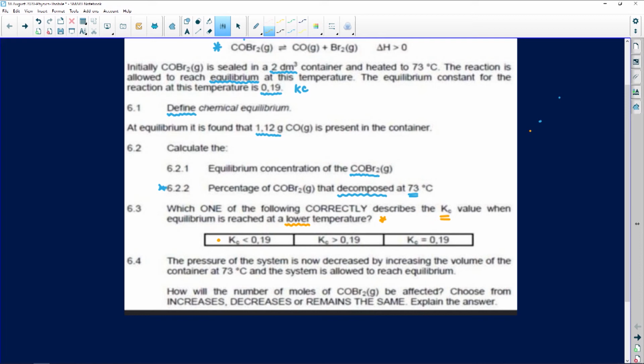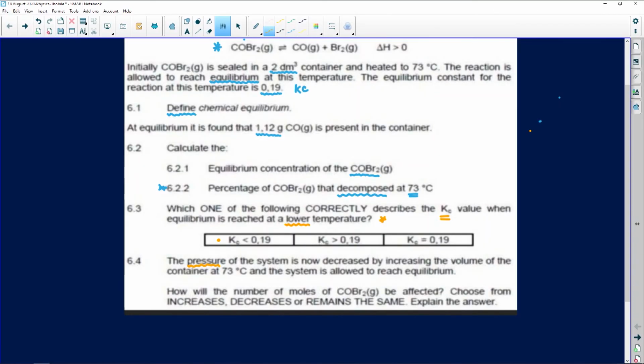Now 6.4 says the pressure of the system. Let's just talk about pressure quickly. Pressure works in two ways. We can either increase the pressure of something, but what are we doing to the volume? We are reducing the volume. So they are inversely proportional. When one is increased, the other one is decreased. So when we decrease the pressure, we are increasing the volume.